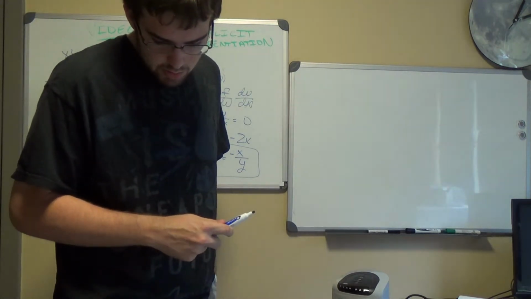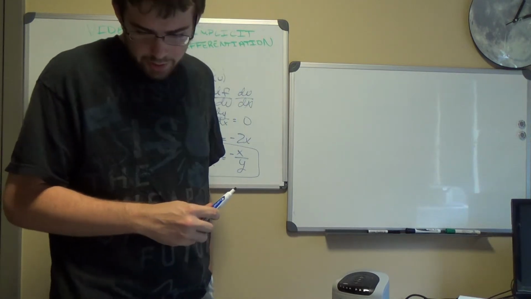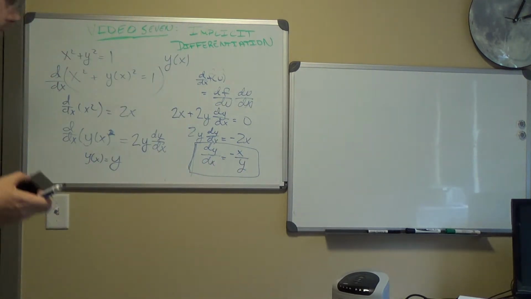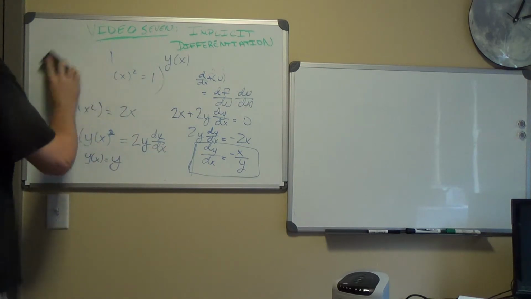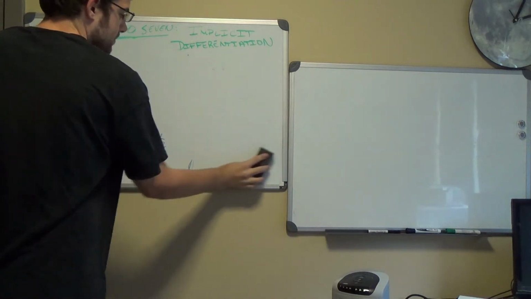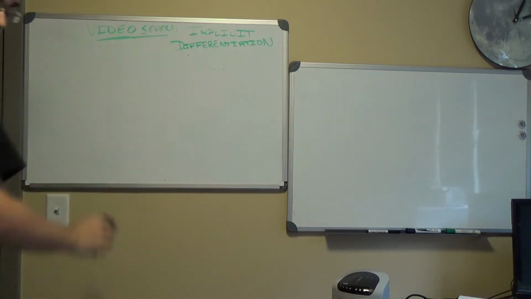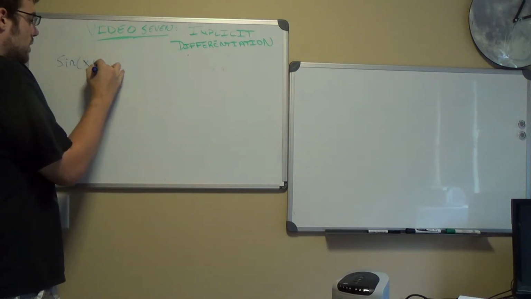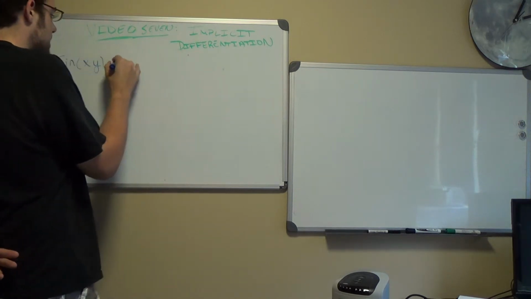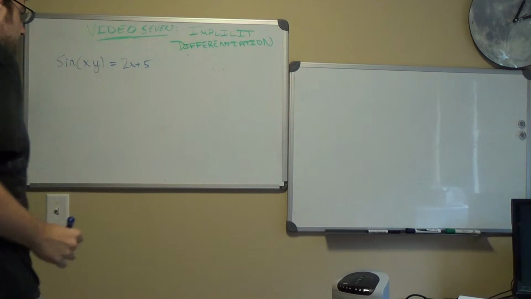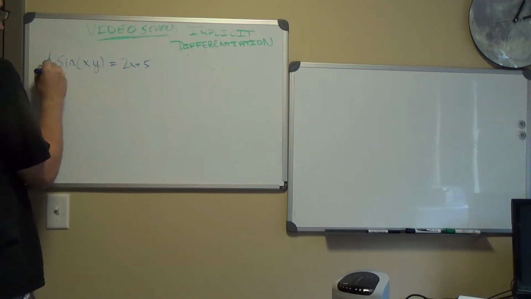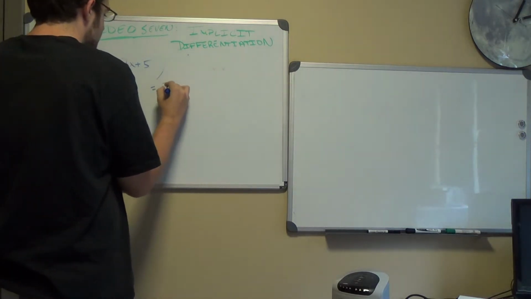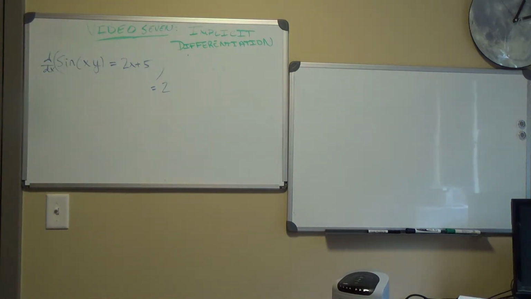Now let's go through one other example involving a trig function. This one's going to be a little more difficult. So we have sine of xy equals 2x plus 5. What we want to do is find the derivative of this function. The right hand side is easy, it's just 2. But the left hand side is slightly more difficult.